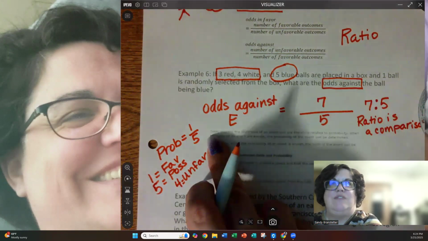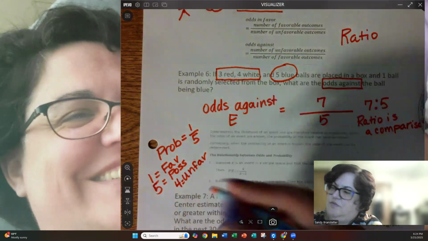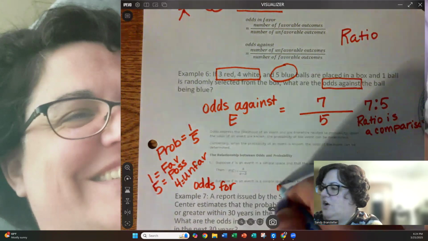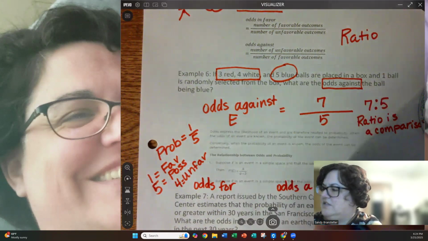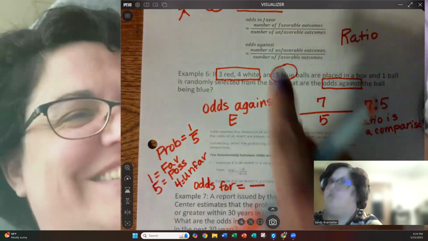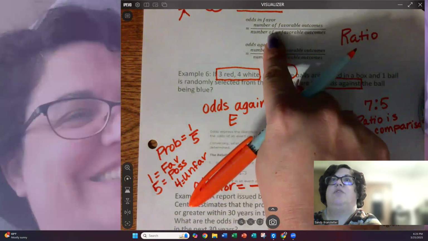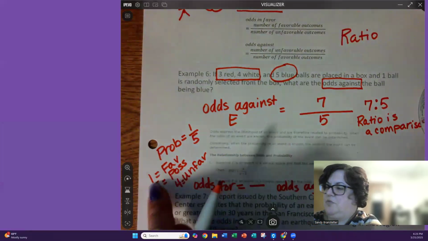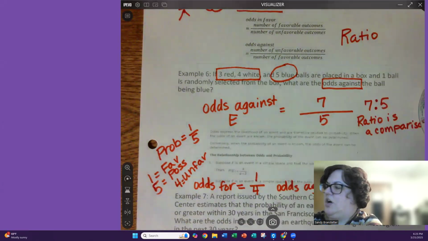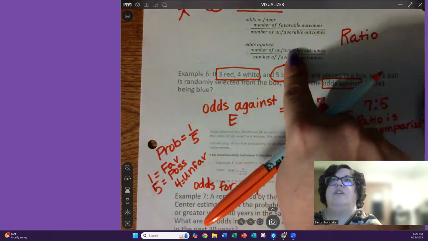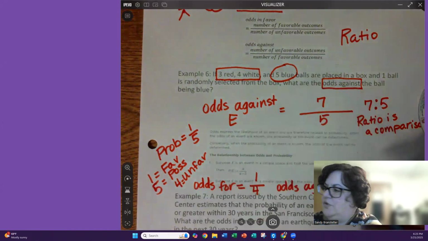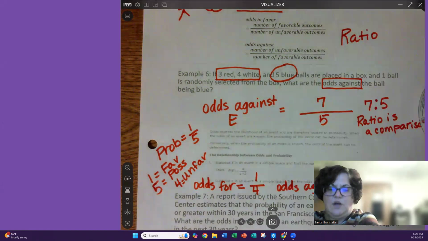So if the probability of something happening is 1 out of 5, then we can do odds for and odds against that happening. Odds for it are the favorable over the unfavorable. So favorable is 1, unfavorable 4. Odds against are unfavorable over favorable. So unfavorable on top, 4 over 1.